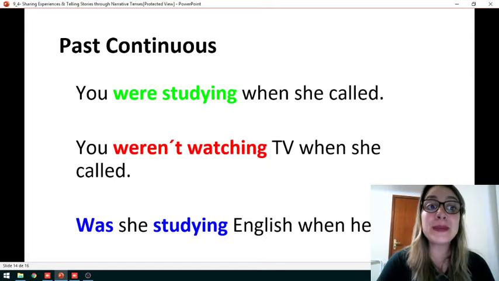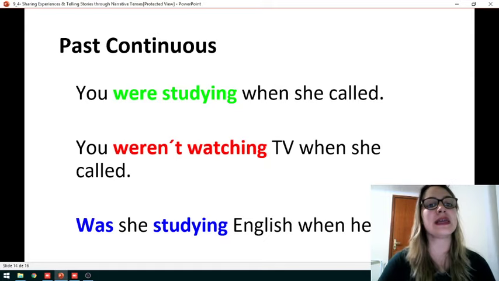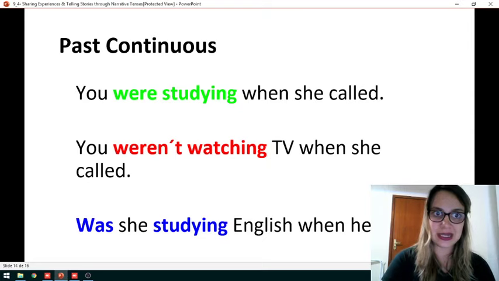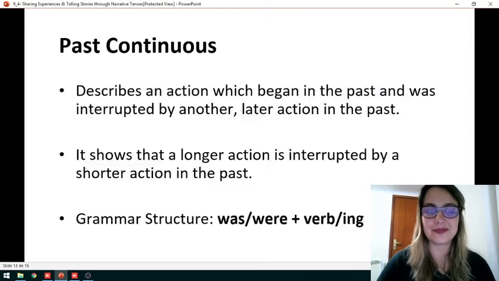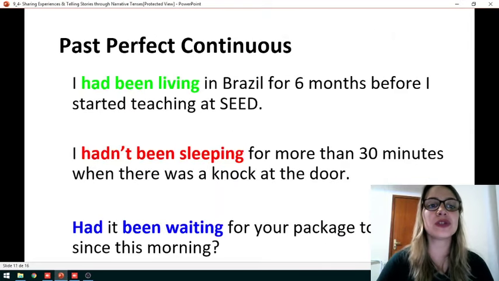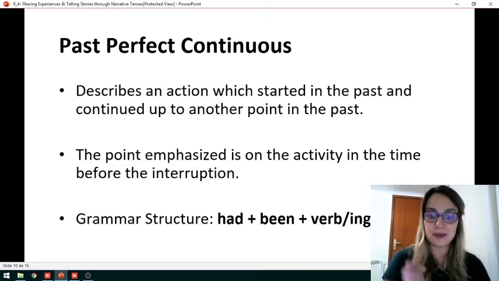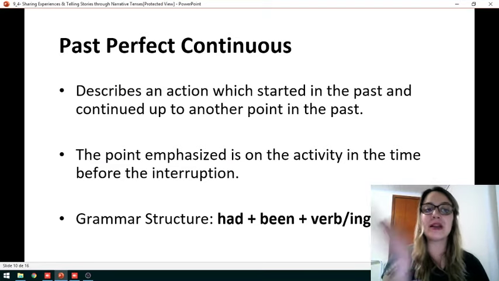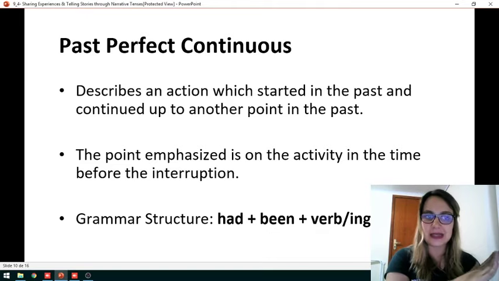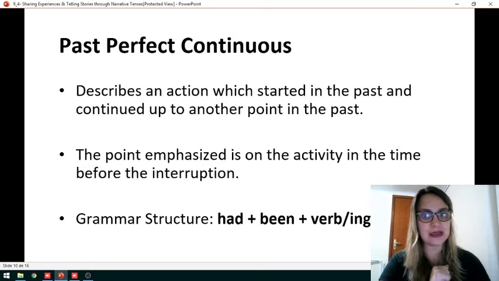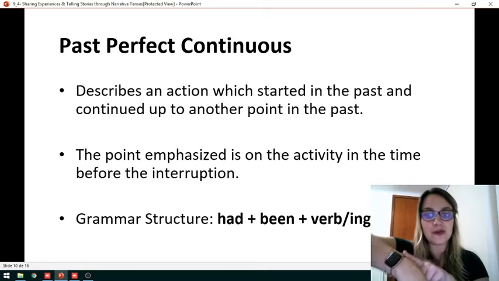So that's the biggest difference between using the past continuous and what we saw before, which was the past perfect continuous. So remember, when we use the structure had been with verb with ing, we are talking about events that happened in the past. It was stopped because another event in the past happened. But the biggest thing we want to focus on is the time. Okay?